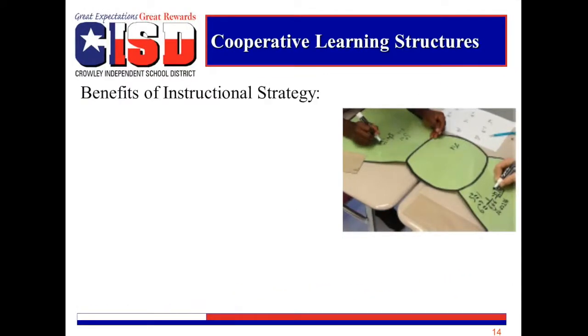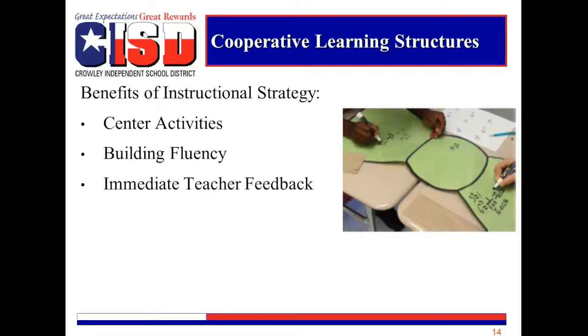Benefits of the cooperative learning structures are that after these instructional strategies have been implemented during the whole group instruction time, they can be used as a center activity. This is when students can also begin to compete against each other to build fluency in their computation. These strategies enable teachers to move into facilitative, feedback-giving role and rove around the room as needed. Standing just about anywhere, teachers can easily hear students' conversations and see their thinking evolve.